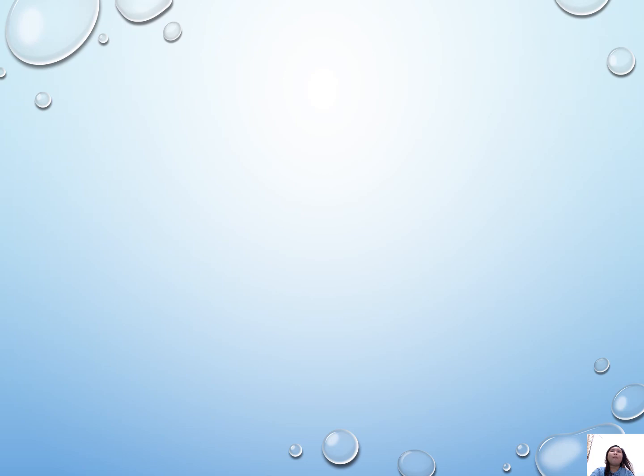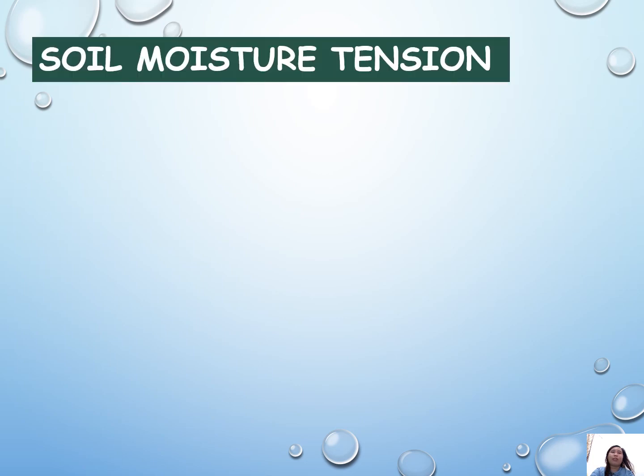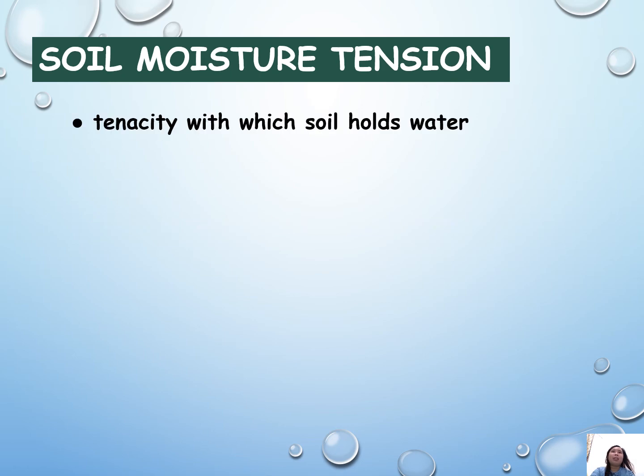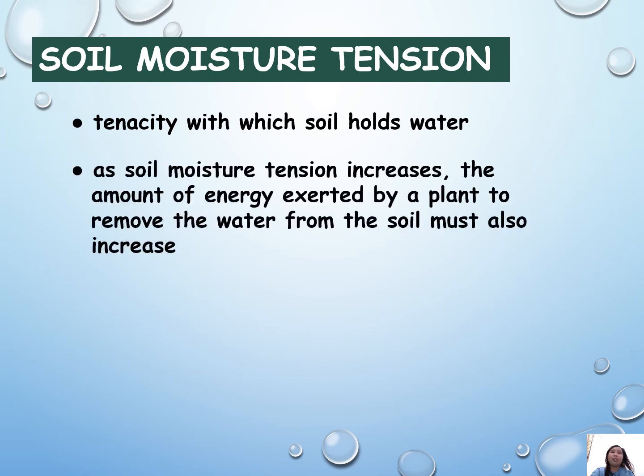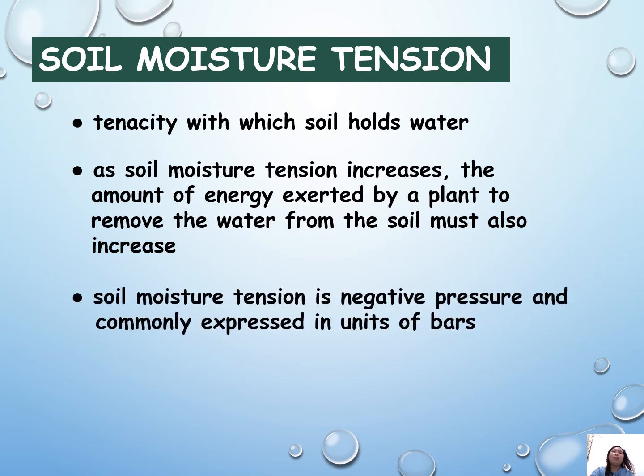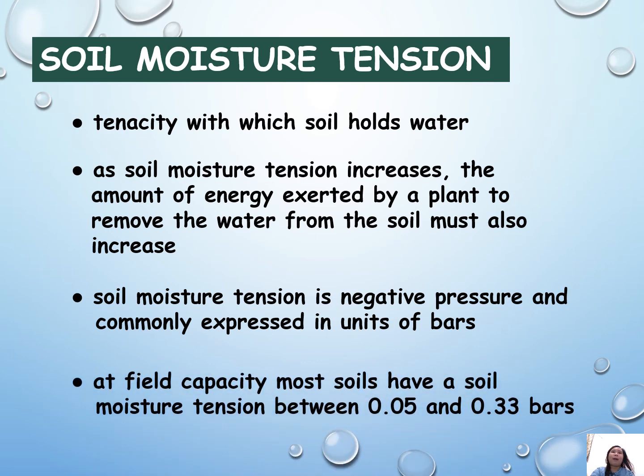Now we move to the soil moisture tension. So what is soil moisture tension? This refers to the tenacity with which soil holds water. So as soil moisture tension increases, the amount of energy exerted by a plant to remove the water from the soil must also increase. So moisture tension is negative pressure and commonly expressed in the units of bars. At field capacity, most soils have a soil moisture tension between 0.05 and 0.33 bars.